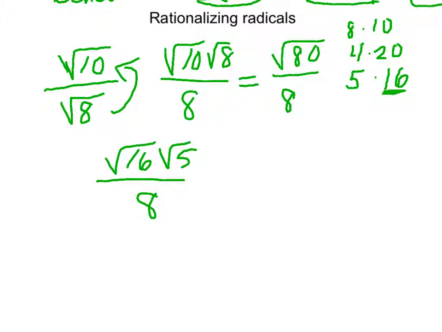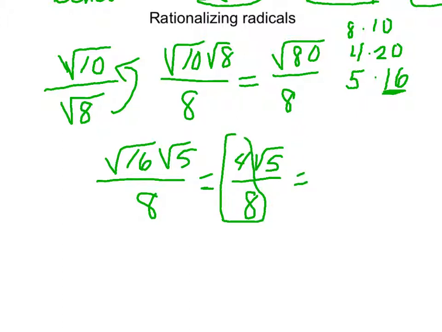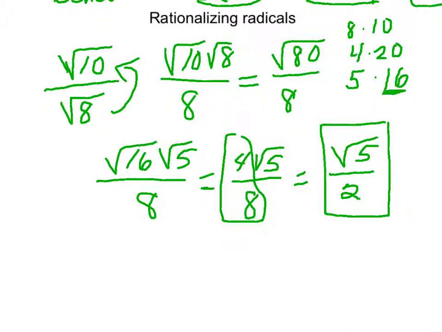The square root of 16 turns into 4. So we end up with 4 square roots of 5 over 8. Final step, reduce these two. So we get square root of 5 over 2, and we're all set. That's really the gist of rationalizing radicals.